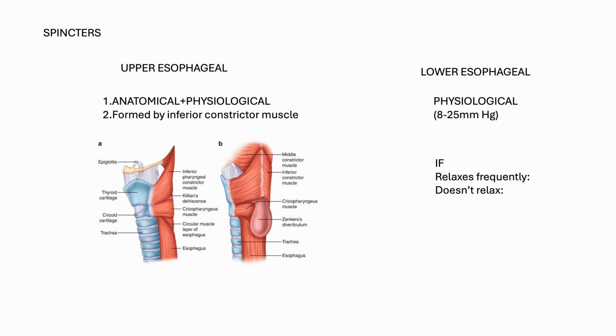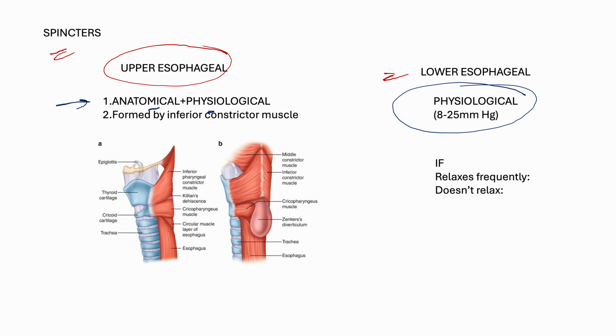Okay, coming to the sphincters of the esophagus. There are two sphincters, at the level of the upper esophagus and at the level of the lower esophagus. In the upper esophagus, it is anatomic plus physiological. In the lower esophagus, there is only physiological. What is the difference between anatomic and physiological? Physiological means the pressure will be more there. There will be only high pressure in that area. If you combine that with anatomical, it means there is actual constriction. Actual constriction is there with high pressure. That makes it anatomical with physiological.